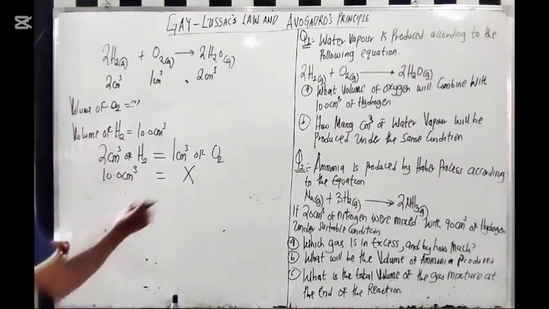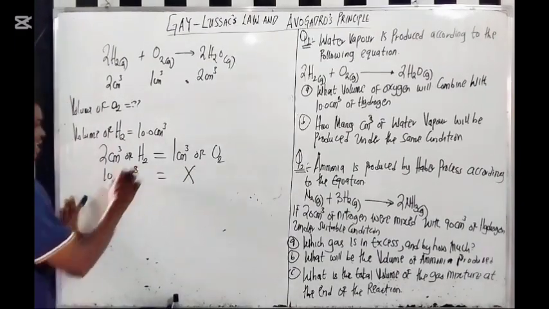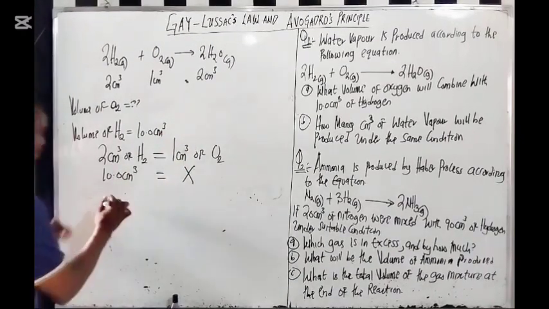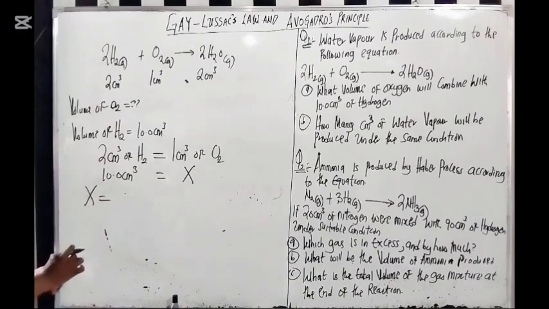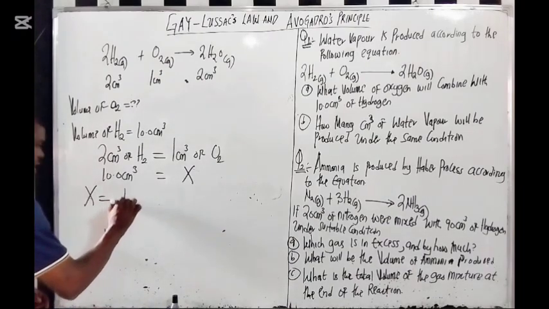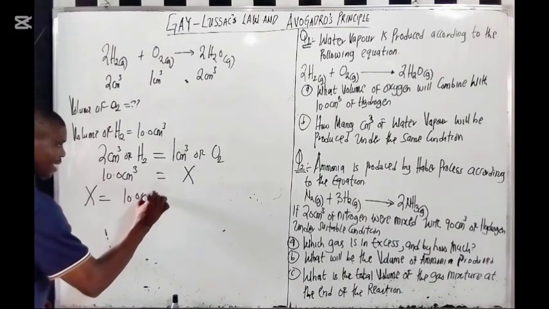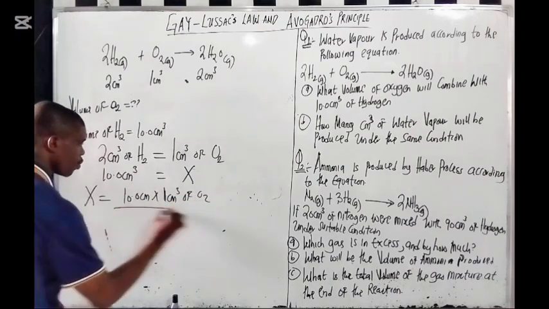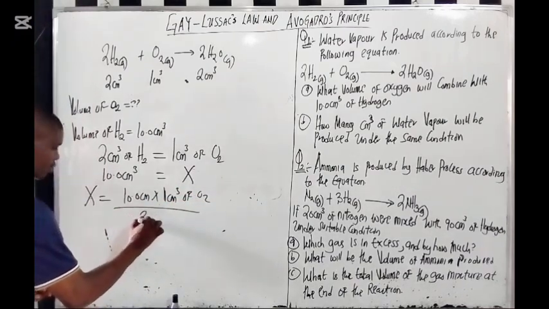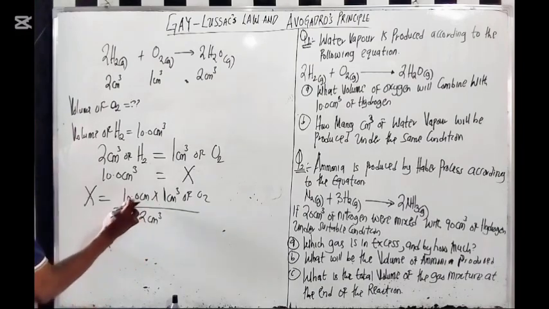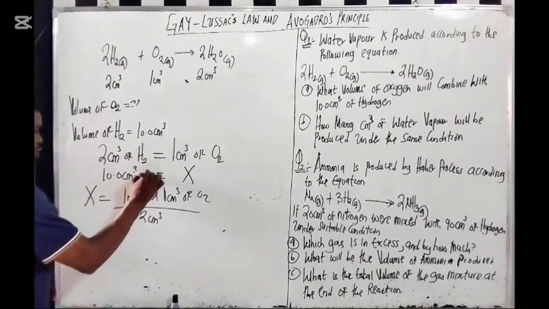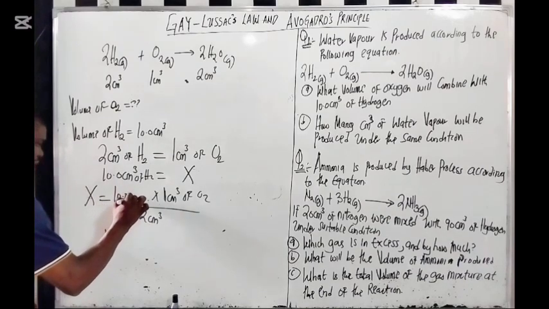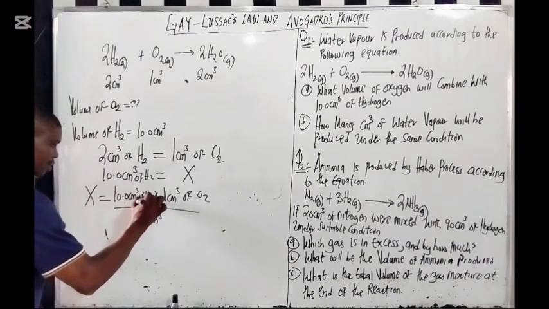Hope you understand. If you make the formula, it is this times this divided by this. So x equals 10.0 cm³ times 1 cm³ of O2 over 2 cm³ of H2. Here we have 10.0 cm³ of H2. Is it clear?